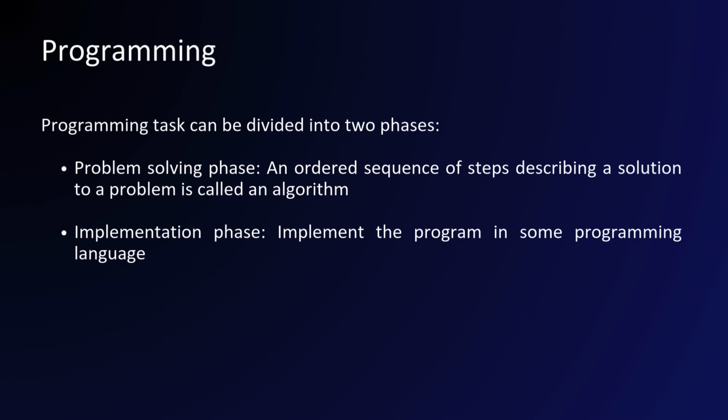This ordered sequence of steps to solve a problem is known as an algorithm. Once the algorithm is determined, we can implement it using any programming language. As an analogy, think that the problem we are dealing with is making black tea. We know the sequence of steps for this problem.